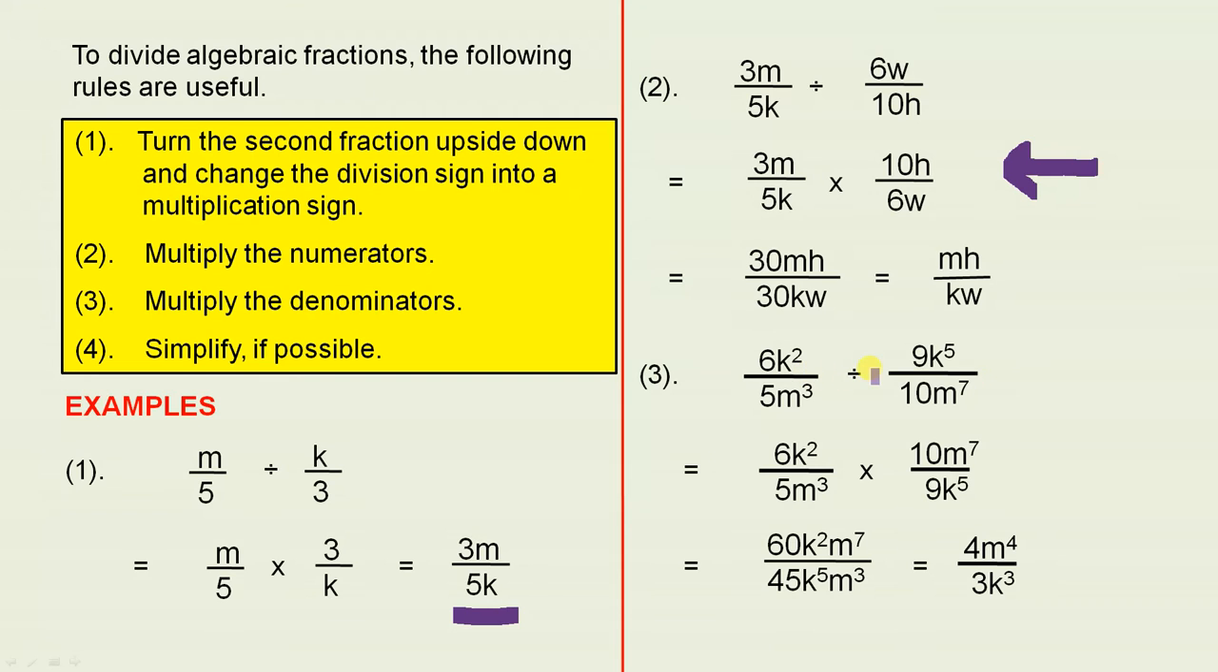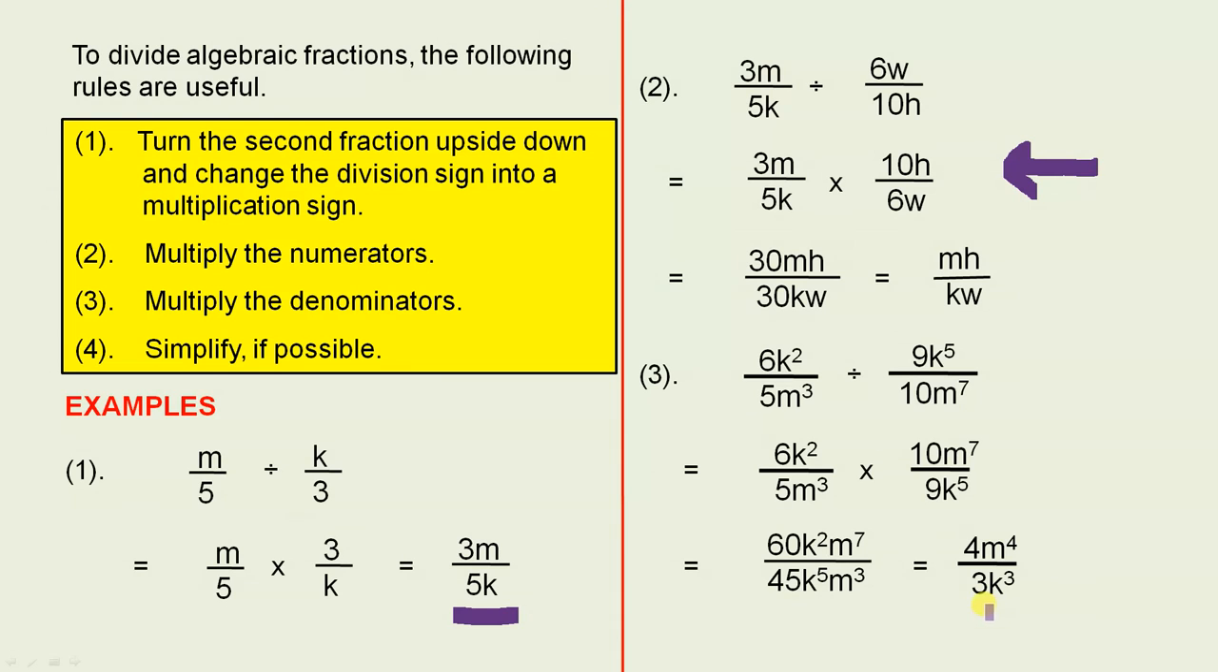Example 3, we have this term divided by that term. So when we go down to this line, we have turned this fraction upside down, and we've changed that sign to multiplication. When we multiply the numerators, we get that. When we multiply the denominators, we get that. When we cancel 60 over 45, we get 4 over 3. K squared over k to the power of 5 leaves us with k to the power of 3 in the denominator. And m to the power of 7 over m to the power of 3 leaves us with m to the power of 4 in the numerator.